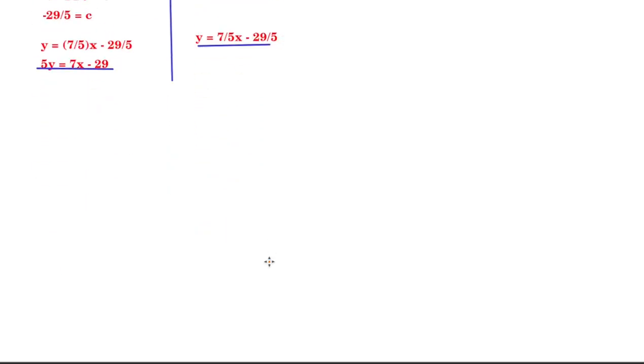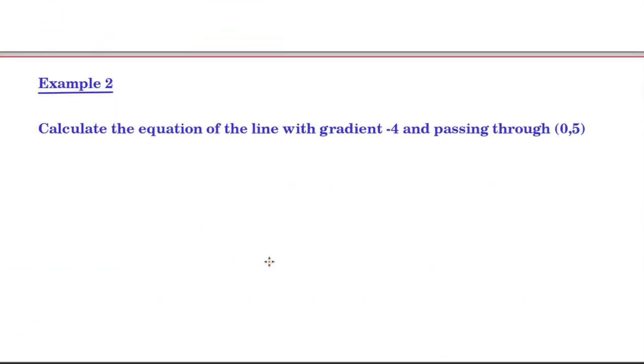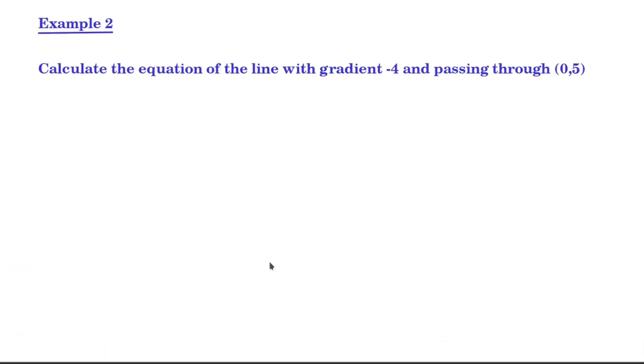Let's move on to example number 2. For example number 2, we are given the gradient and a point. Now, for this, I'm going to use the same method we used before and also introduce you to another method you can use to calculate the equation of a straight line. The method we've just used said your y is equal to mx plus c.